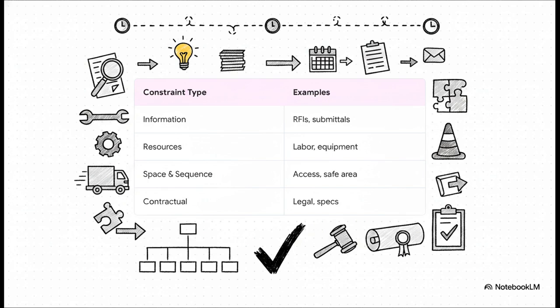Third is space and sequence. Is the predecessor work genuinely complete, and do the incoming trades have safe, clear access to the work area? And finally, contractual constraints. Are there variation orders pending or specific code compliance sign-offs we need? We evaluate every single task against these exact categories.